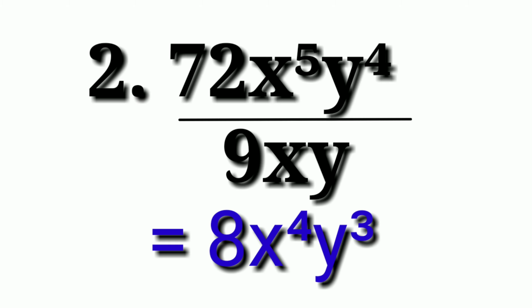Okay, so we now proceed to our example number 2, 72x to the 5th y to the 4th divided by 9xy. The answer is x to the 4th y cubed by simply dividing the numerical coefficient and subtracting the given exponents with the same variables.